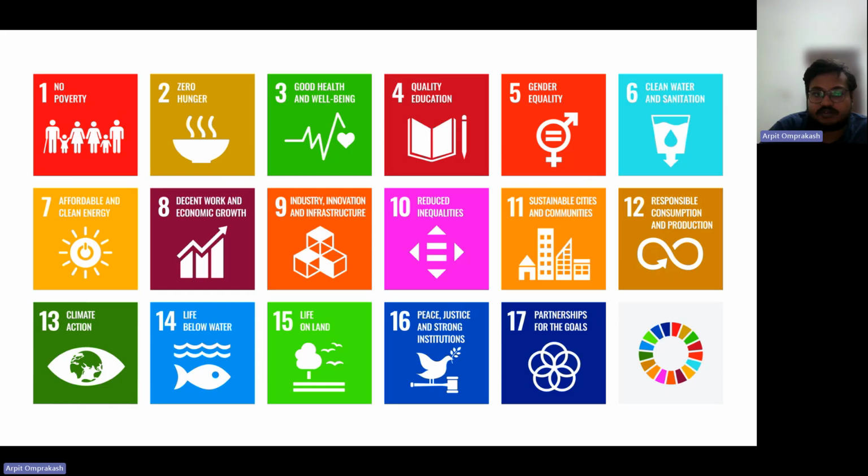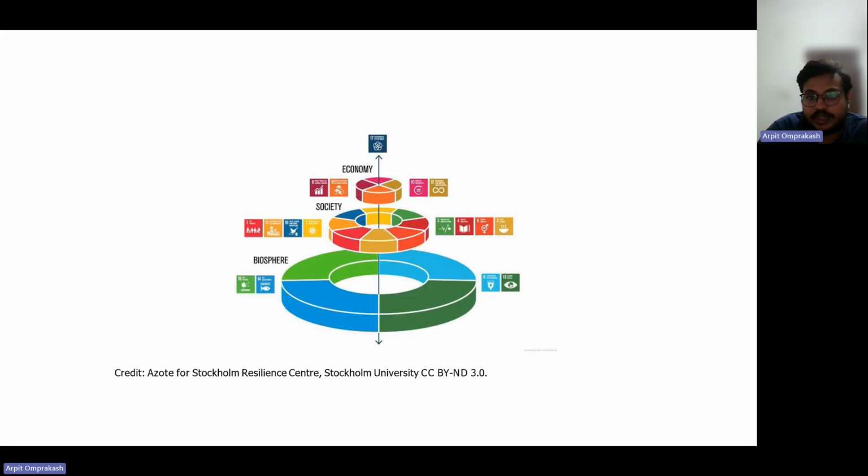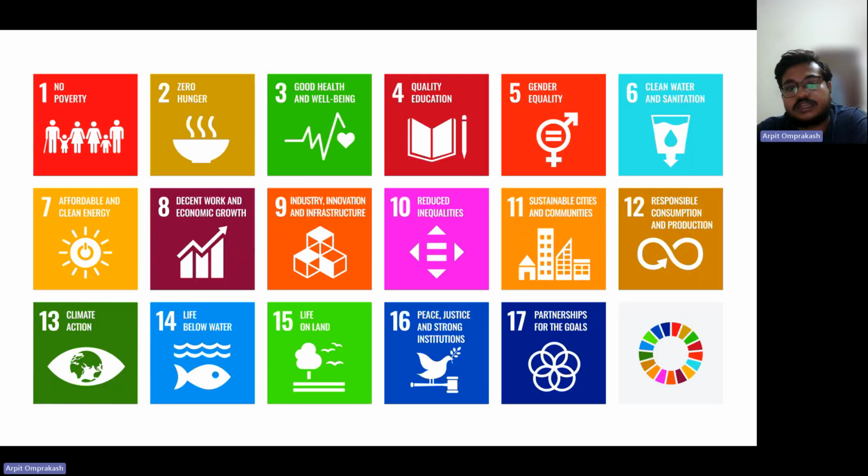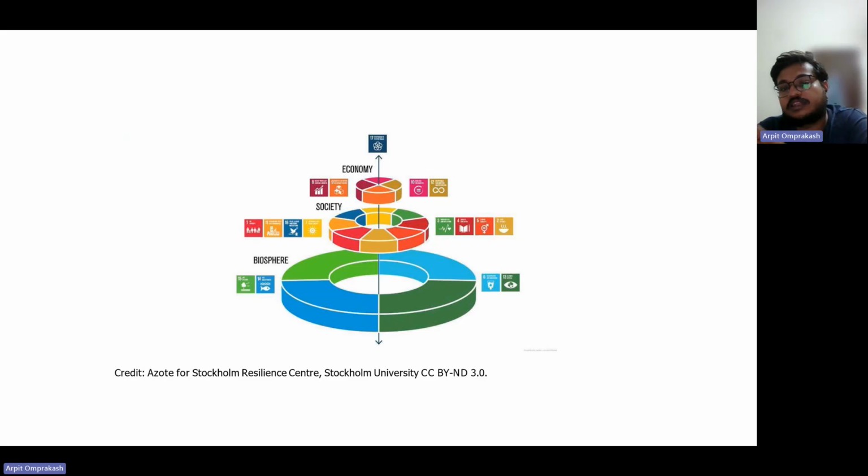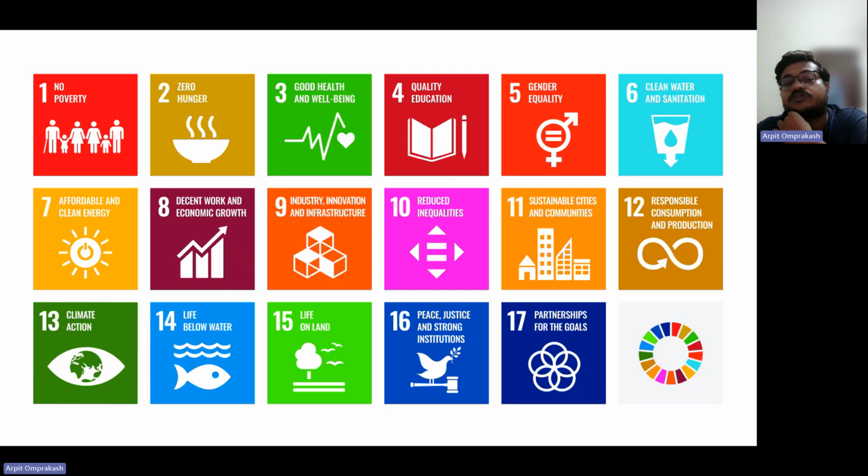And then you again have clean water and sanitation, and you have climate action, right? And then we need to focus on societal issues. So things like no poverty, zero hunger, good health and well-being, and so on and so forth. And then we look at the economy. We have sustainable development goals in terms of economy also, for example, decent work and economic growth for everyone, then industry, innovation and infrastructure, and then responsible consumption and production.